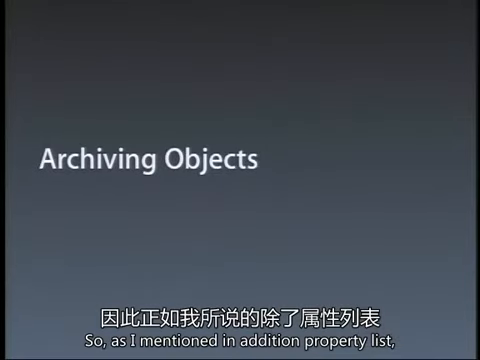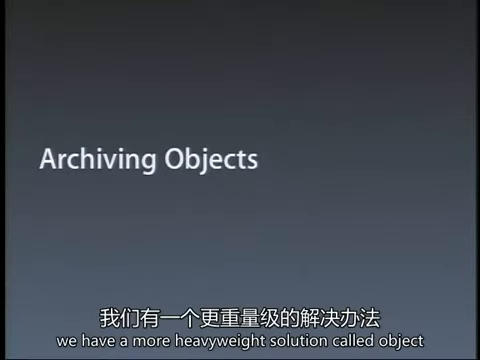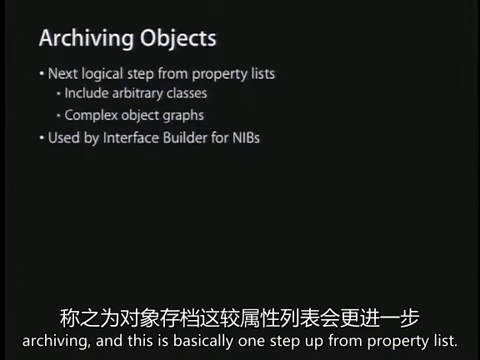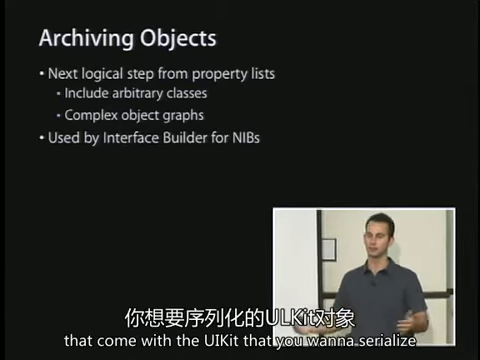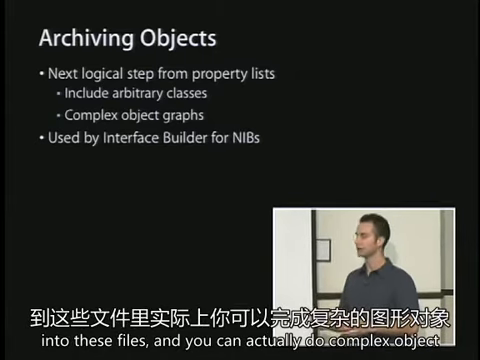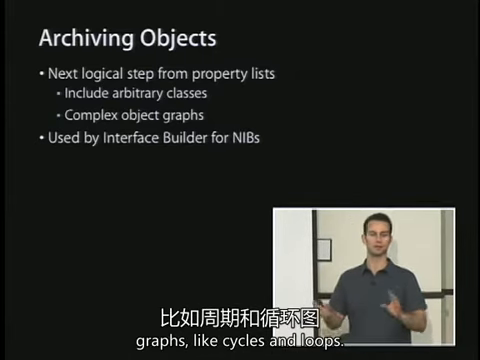So as I mentioned, in addition to property lists, we have a more heavyweight solution called object archiving. And this is basically one step up from property lists. We can add custom objects that you write, or maybe the ones that come with the UI kit that you want to serialize into these files. And you can actually do complex object graphs, like cycles and loops.